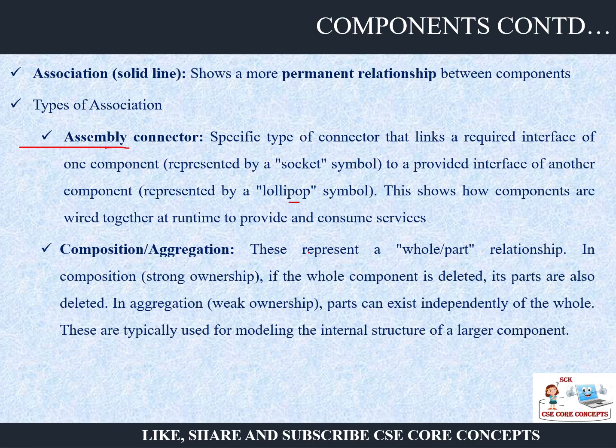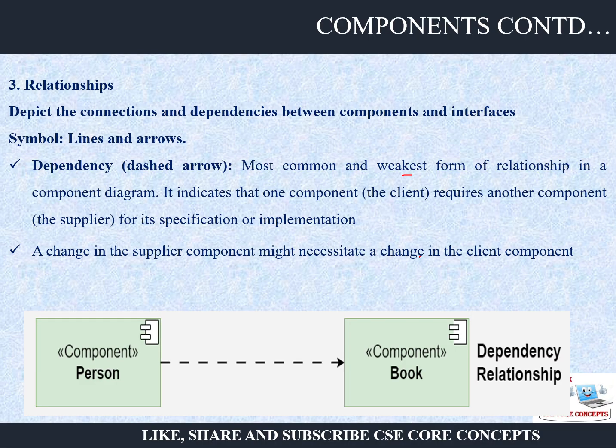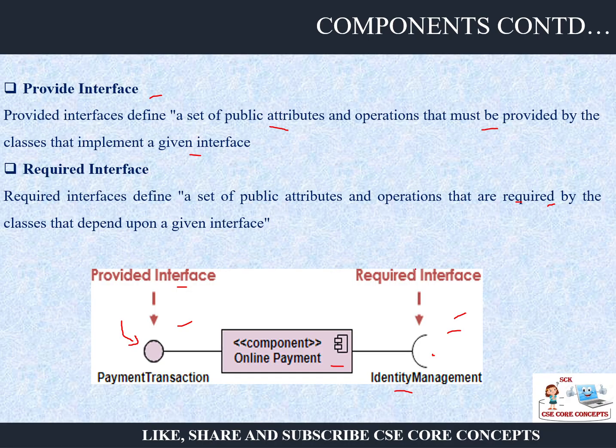Composition or aggregation represents a whole-part relationship, right? Composition means, we have seen this in my other diagrams also, strong ownership. Strong ownership means if one thing is deleted, then the other will also cease to exist, like contacts and the contact book. If the contact book is removed, then obviously all the contacts will also cease to exist. Okay. So please be clear about the provided interface and the required interface so that you can understand it in more detail.